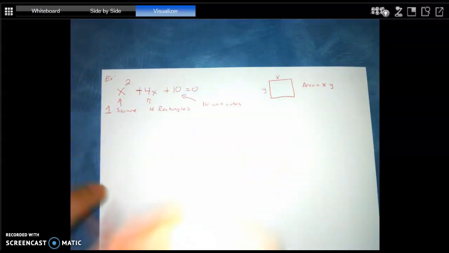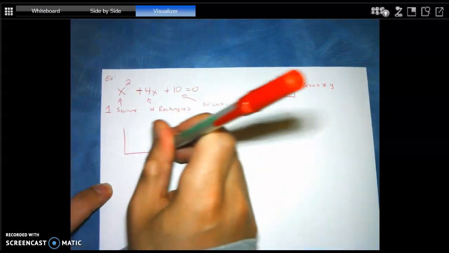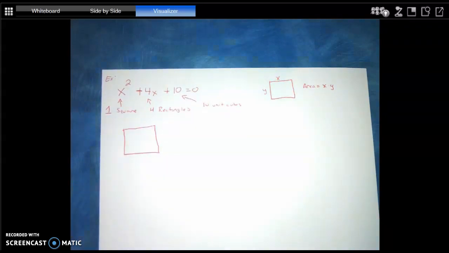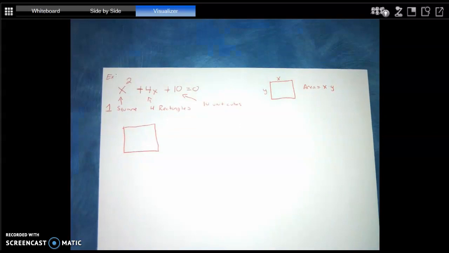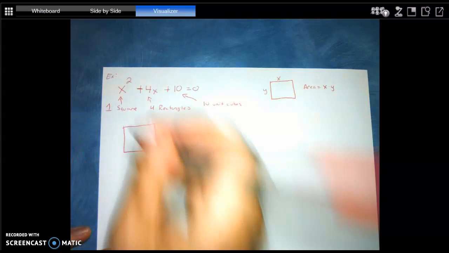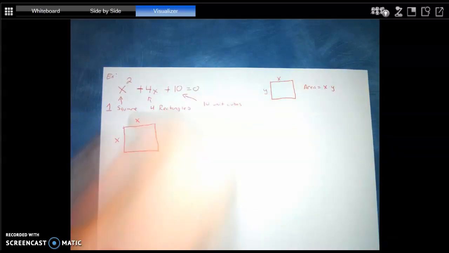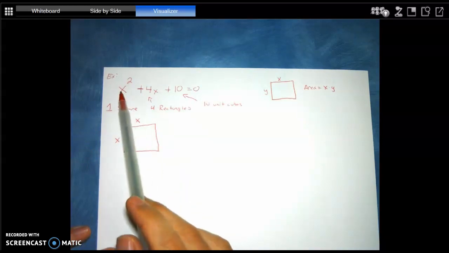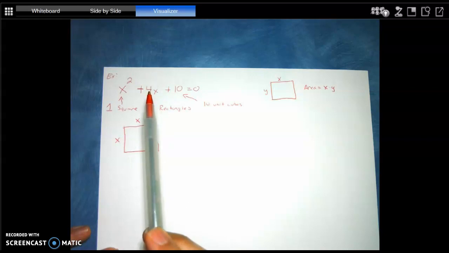Okay, that 1 square, I'm going to draw here, and I'm not the best artist. I know what you're saying, like, wow, your square looks so perfect. Thank you, but it actually doesn't. That square there is an x by x square. That's the dimensions of it. And if you think about what the area would be, well, x times x. Oh, x squared. How cool.